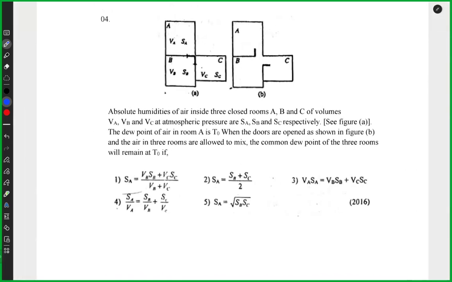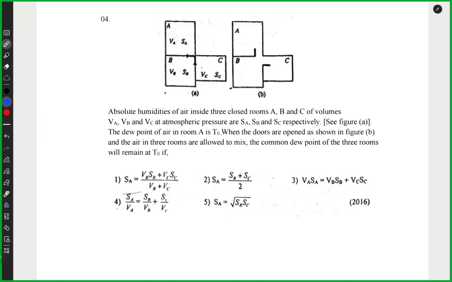question number 4. This is a very good question. Absolute humidity of air inside three closed rooms, A, B, and C of volumes VA, VB, VC at atmospheric pressure is ρA, ρB, ρC. The dew point of air in room A is T naught. When the doors are opened as shown in figure B, and the air in the three rooms is allowed to mix, the common dew point of the three rooms will remain at T naught if.